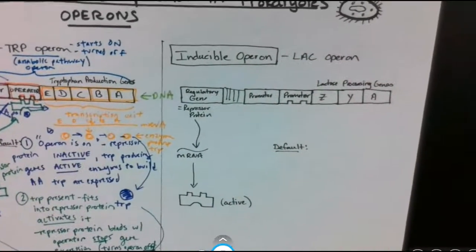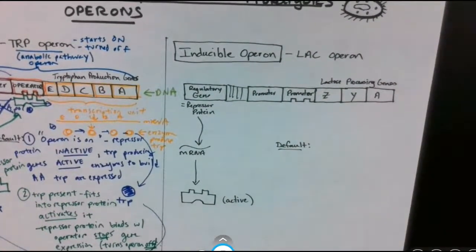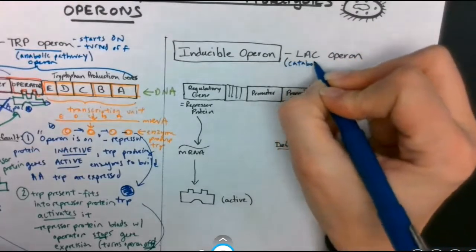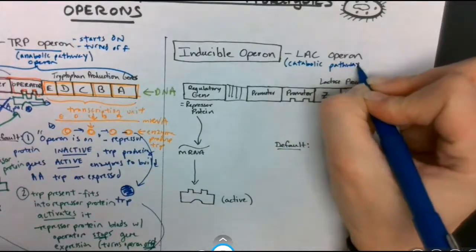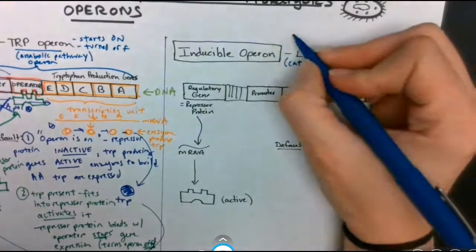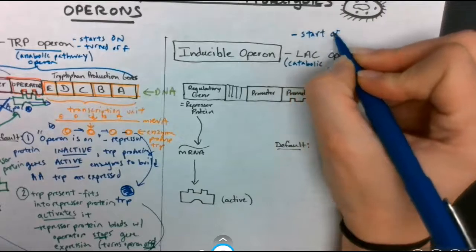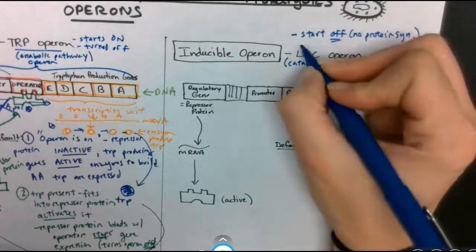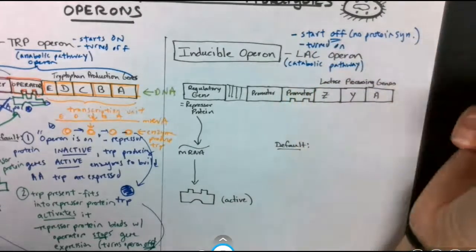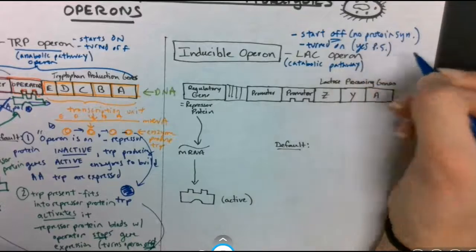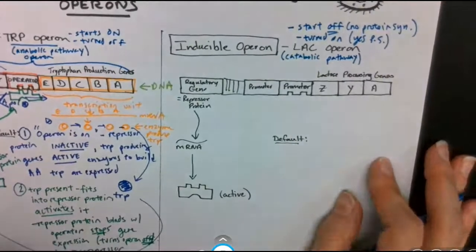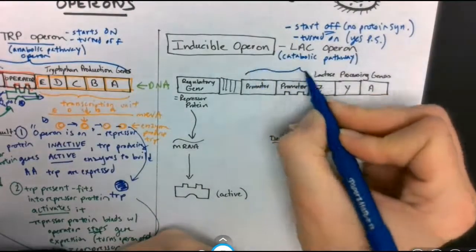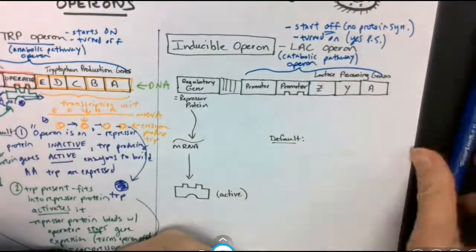Let's look at an example of an inducible operon. Our example of an inducible operon that we're going to use is the lac operon. The lac operon is a catabolic pathway, which means we're breaking something down. Inducible operons start off, which means no protein synthesis, no gene expression, and are turned on, which means yes, protein synthesis. Okay? So let's look at our lac operon here. In our lac operon, the operon is set up the same way as in the repressible operon, right? This right here is the operon. We have the promoter.